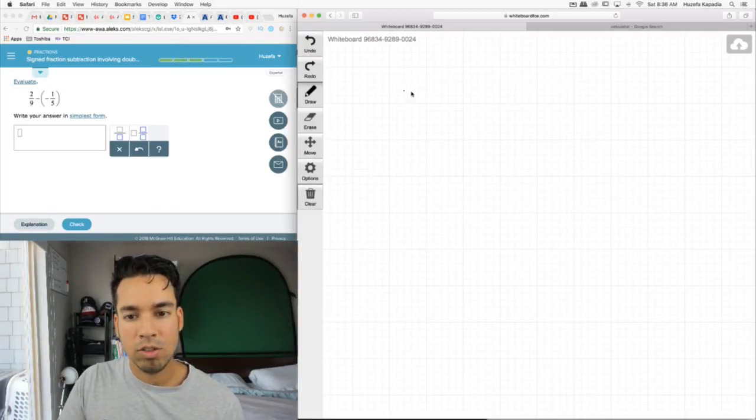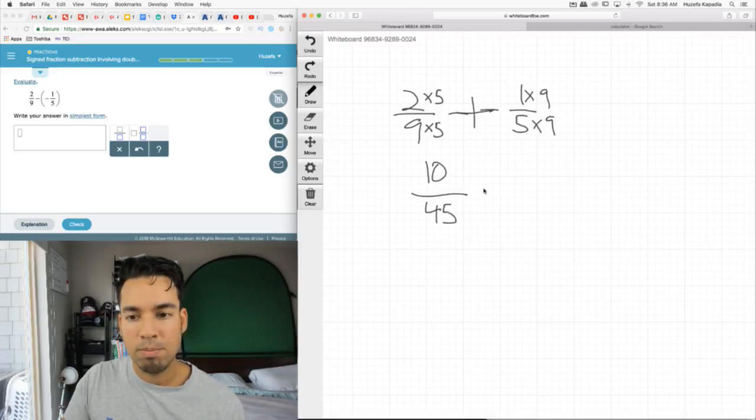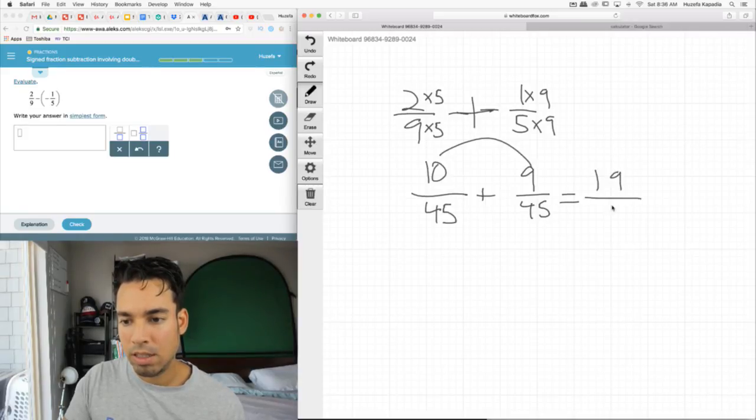Last but not least, 2/9, which they really seem to be liking that one, minus negative 1/5. Minus a negative becomes a positive. Common denominator is going to be 45. 10 over 45 plus 9 over 45 equals, add these top guys to become 19 over 45, and we're good to go.